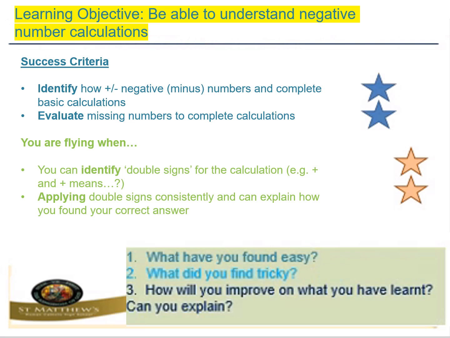Okay, and that draws us back to the objective slide and the success criteria. We were evaluating missing numbers to complete calculations. So when we evaluated, we can say that for some of them we were able to work backwards and then double check the answer working forwards. That's when we were missing the starting number. And we also evaluated where we had to use more maths for bigger calculations. So can you break them down and do things in steps?